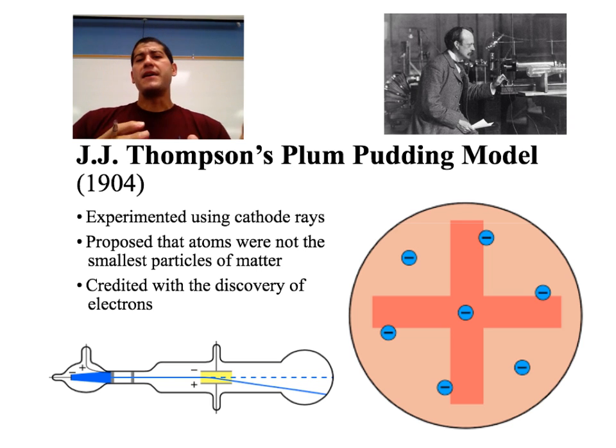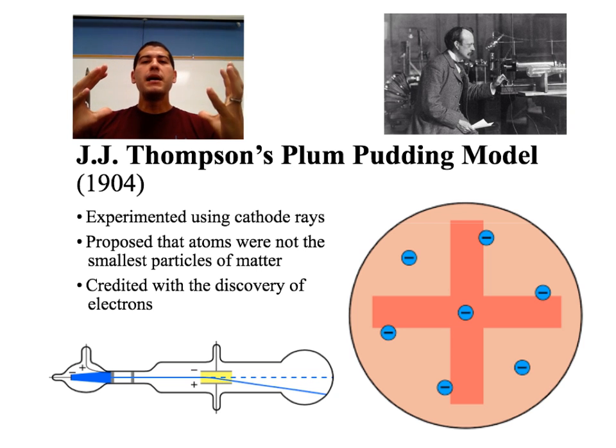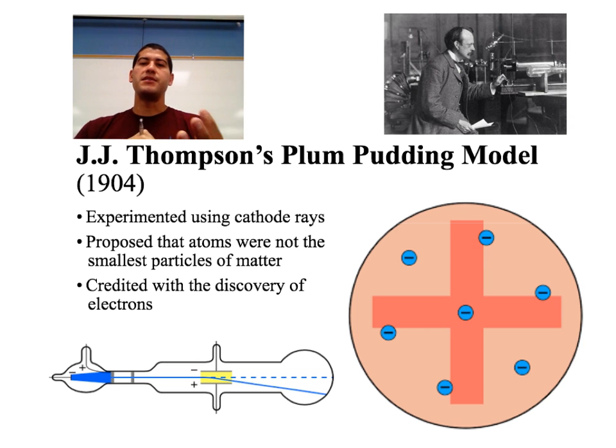Because atoms in their elemental forms are electrically neutral, Thomson knew they must have a positive charge somewhere to cancel out his negatively charged electrons. So he thought of atoms as a plum pudding. The pudding was the positively charged atom, and the plums were the negatively charged electrons dispersed throughout the pudding.